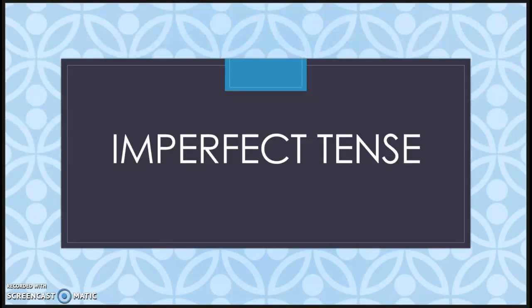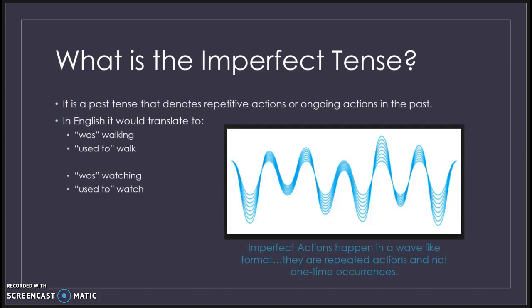Welcome to Lesson 2.6a on the imperfect tense in Spanish. It's important to understand what the imperfect tense is. It's a past tense. But as soon as I say that, you've already learned a different past tense in Spanish called the preterite. Well, the imperfect tense is a past tense that's considered continual or an ongoing past tense.